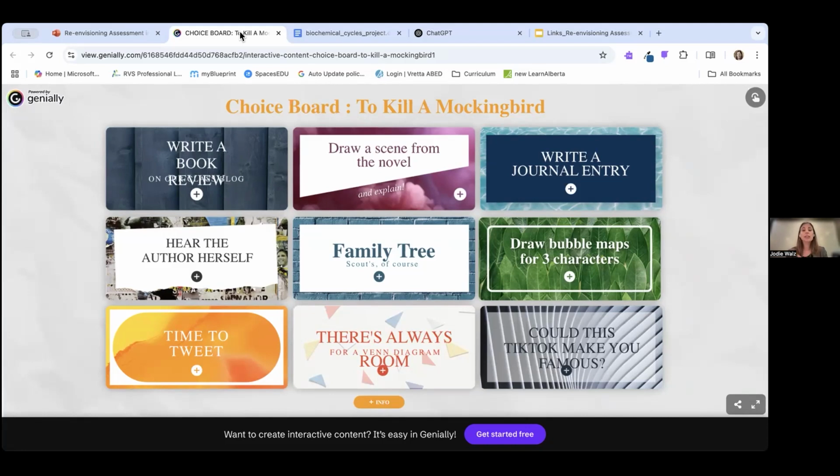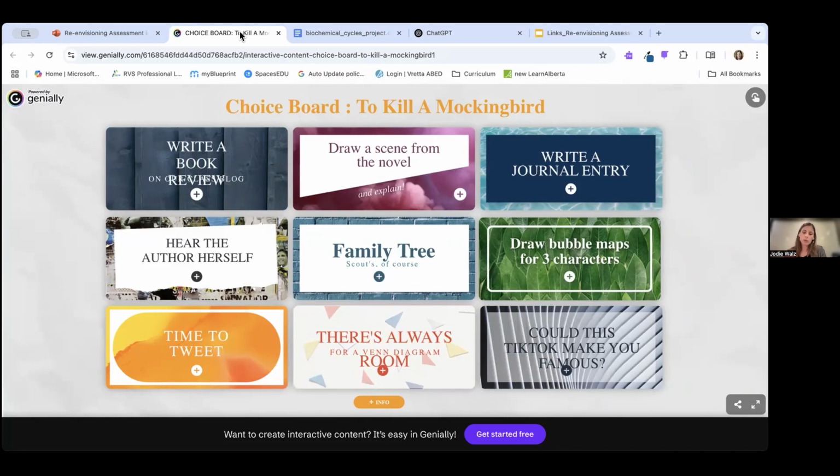So this particular choice board is focused on the novel study To Kill a Mockingbird, and we are re-envisioning assessment to reevaluate what is important to assess. So like Nadia said, spell check, grammar check, that is readily available in all of the tools that we're using, so we don't need to assess those things. So really, what are we focusing on, and what do we need?